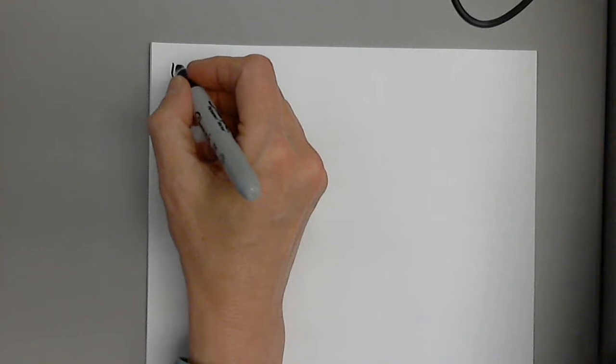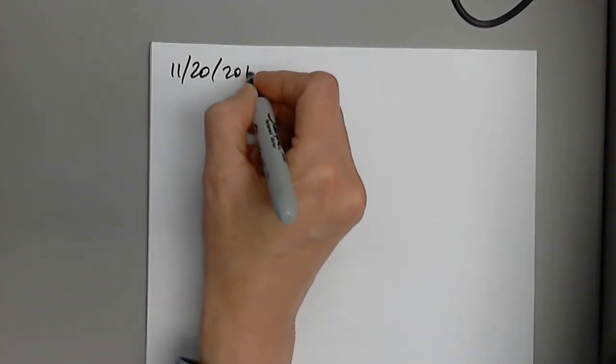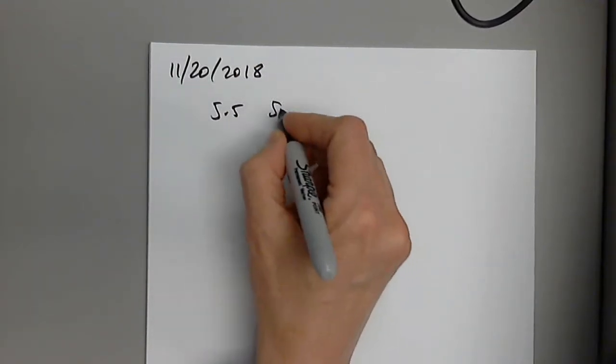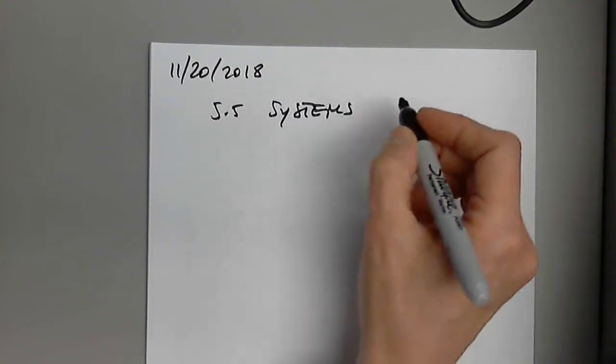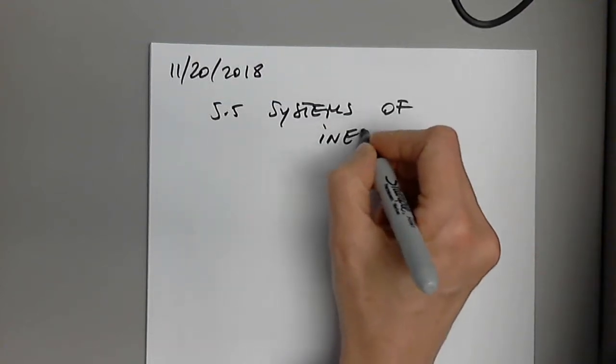Systems of non-linear equations, which was 5-5, and now 5-4, and now 5-5. And today is the 20th. 5-5, systems of inequalities.